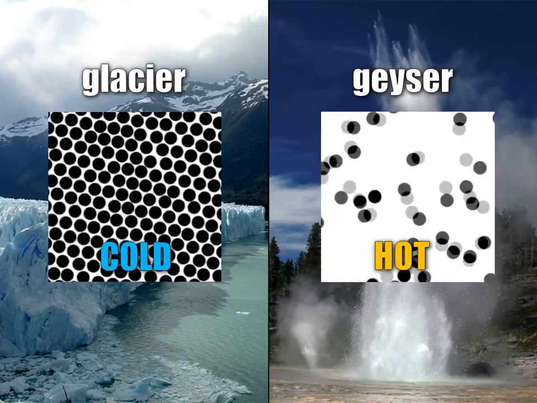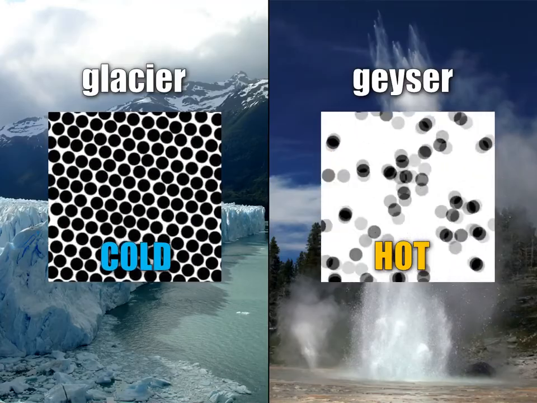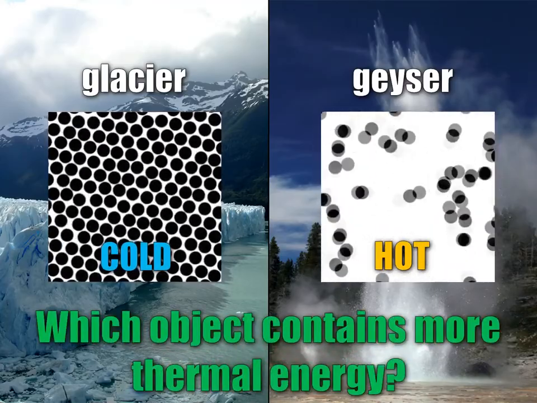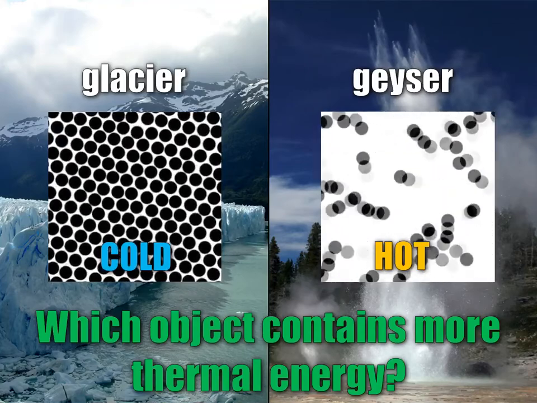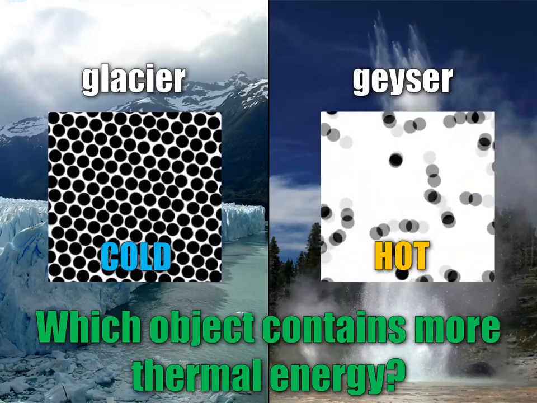But how about internal energy? Which object has the greater internal energy? The glacier or the geyser? In other words, which object contains more thermal energy? The glacier or the geyser? Let's take a moment to think about it.